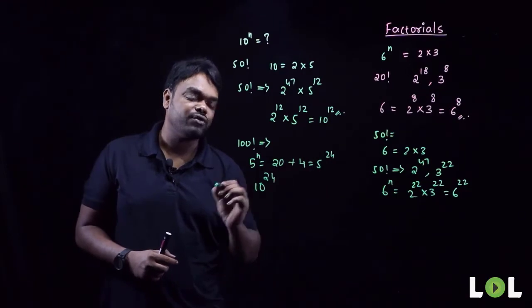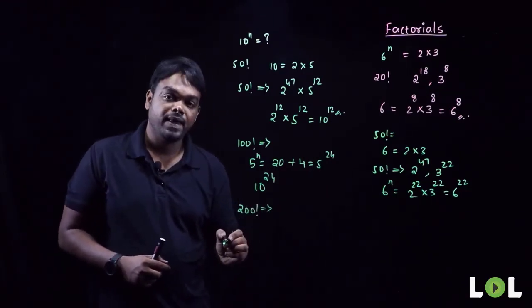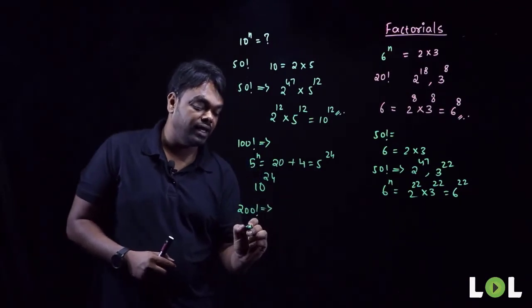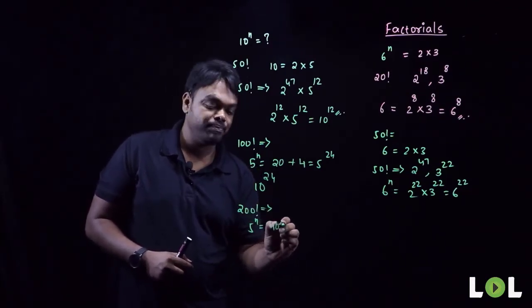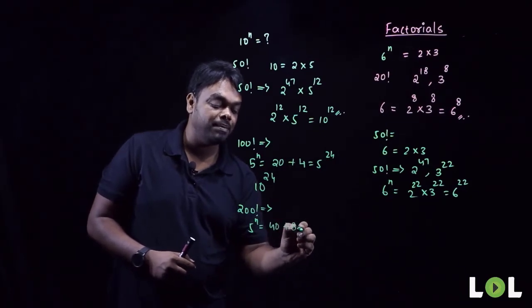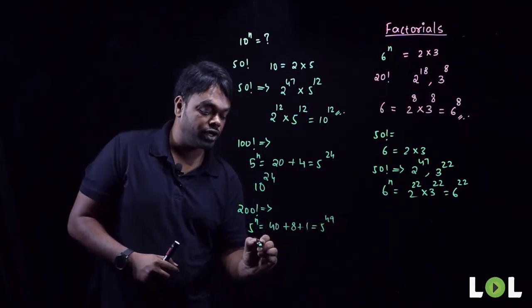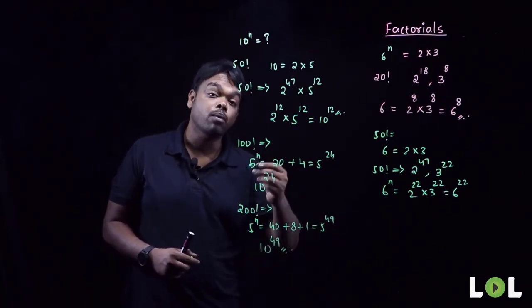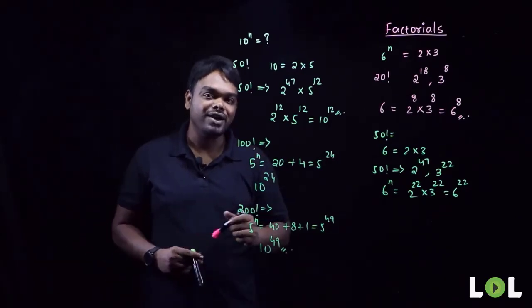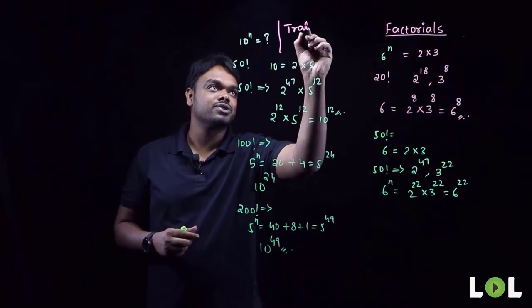We'll calculate only 5s. Suppose I talk about 200 factorial. So let us calculate 5 power n here. 200 by 5 is 40. 40 by 5 is 8. 8 by 5 is 1. Altogether 5 power 49, which should also give us 10 power 49 because 2s will be more than 49. Well, this is also nothing but our trailing zeros.